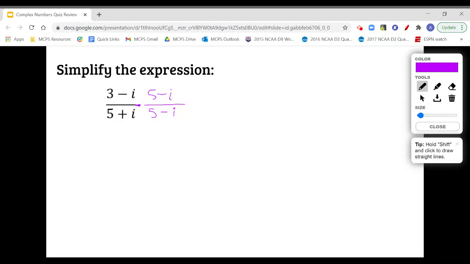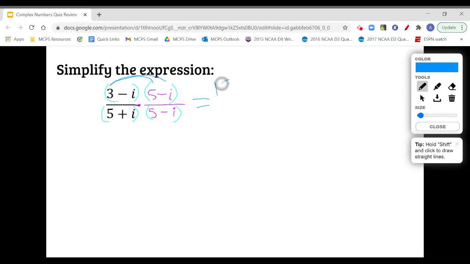Both the numerator and the denominator by that. Okay, and then again, what I like to do is go ahead and throw these into parentheses to remind me that I am multiplying those quantities by each other, so I'm going to have to perform some double distribution in here. I'm going to start in the numerator. I'm going to distribute the 3 to both the 5 and the negative I.